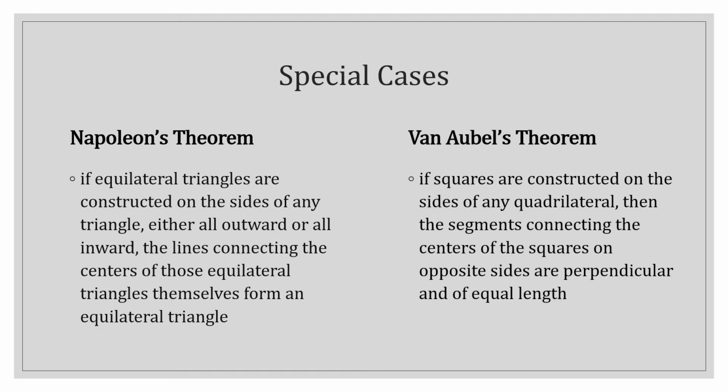Van Obel's theorem states that if squares are constructed on the sides of any quadrilateral, then the segments connecting the centers of the squares on opposite sides are perpendicular and of equal length. This is also a special case of the Peter-Newman-Douglas theorem, as it is related to quadrilaterals and the construction of squares on the sidelines of those quadrilaterals.